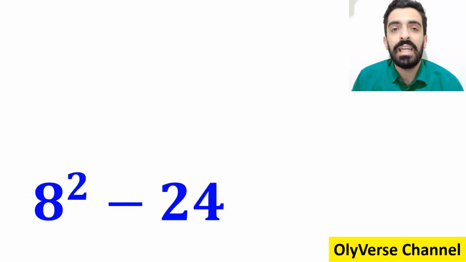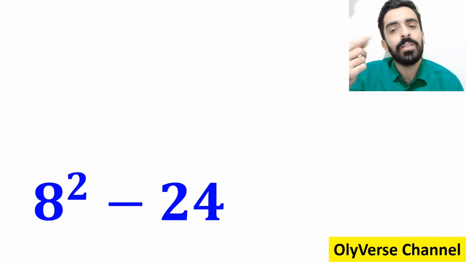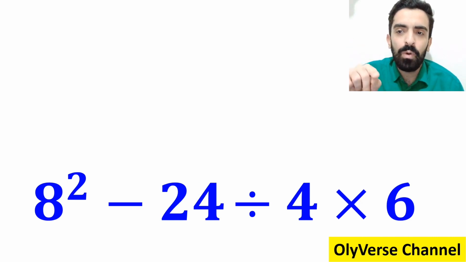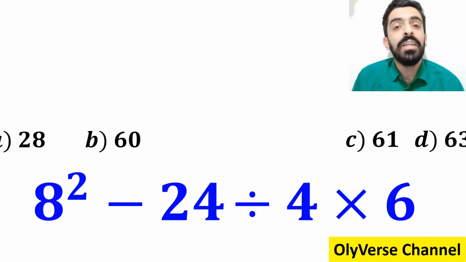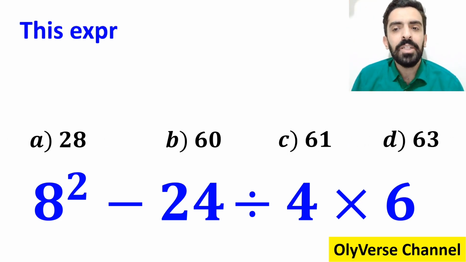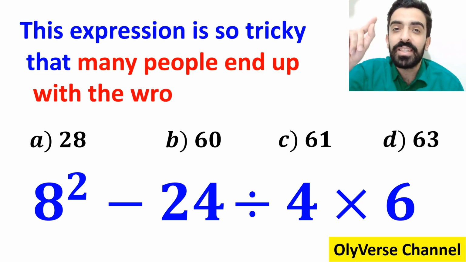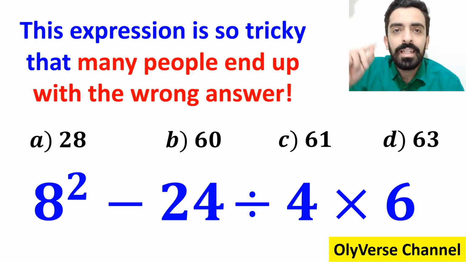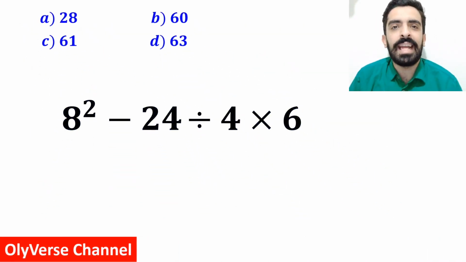What is the value of the expression 8 squared minus 24 divided by 4 multiplied by 6? Which option do you think is the correct answer to this question? This expression is so tricky that many people end up with the wrong answer. Let's take a closer look and solve it together.